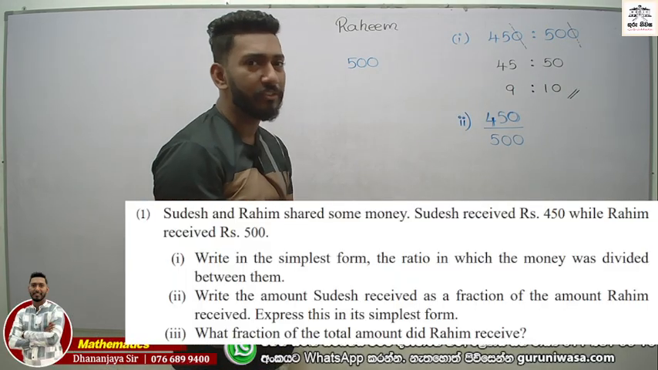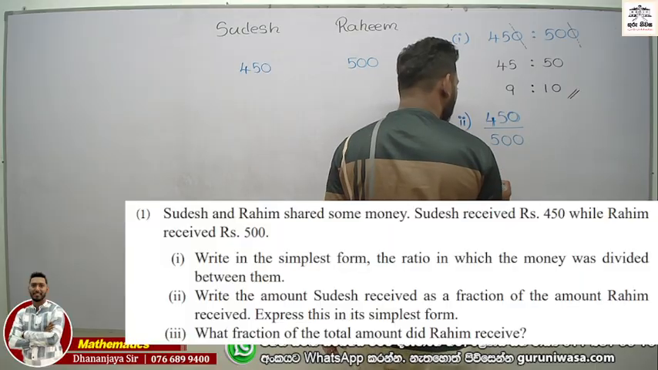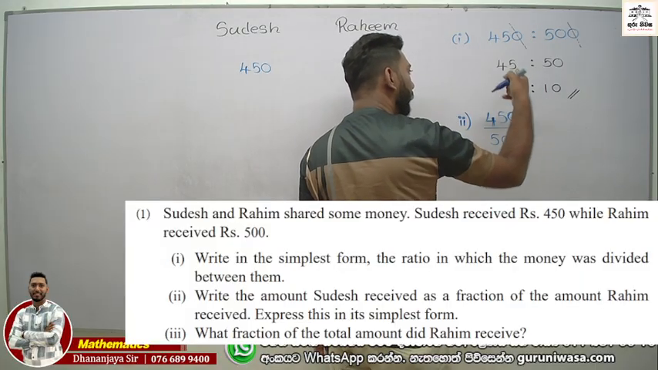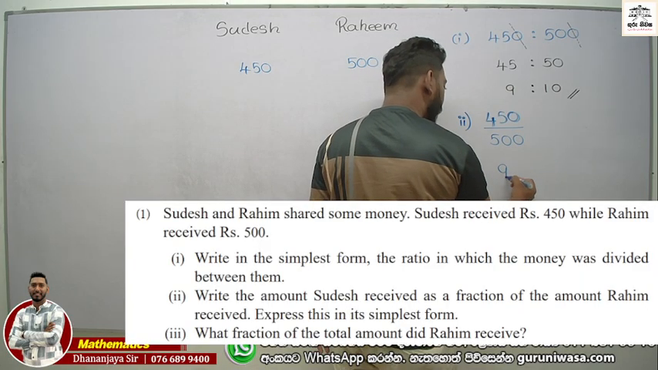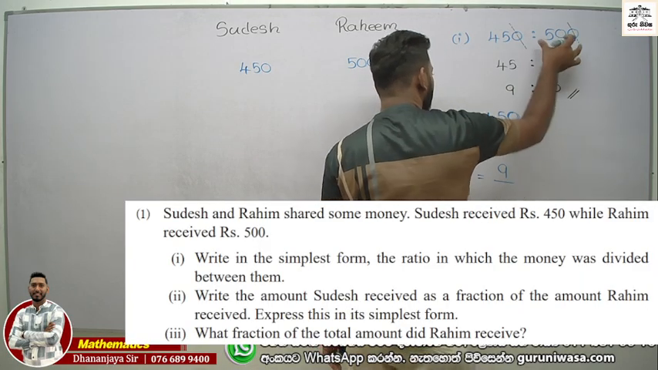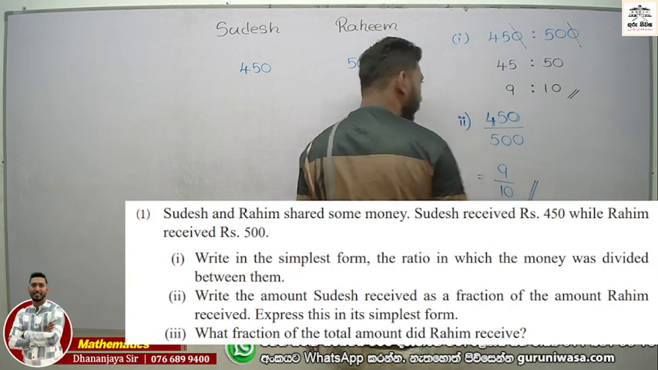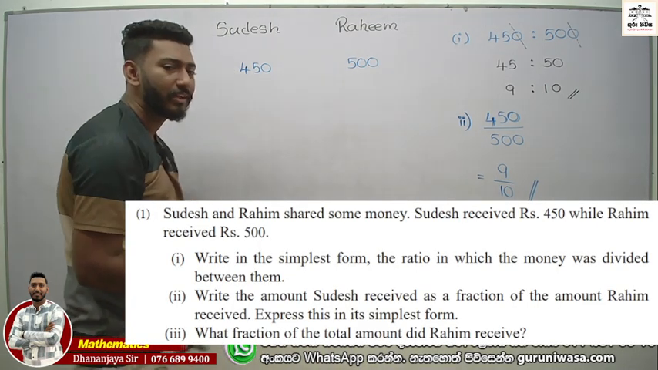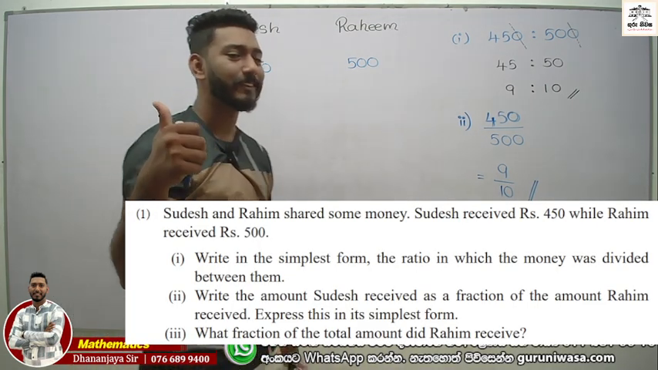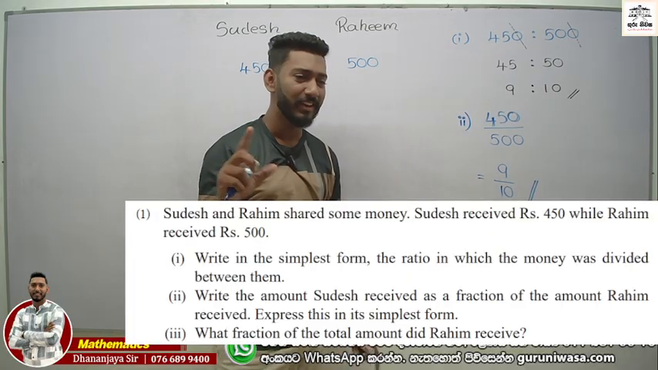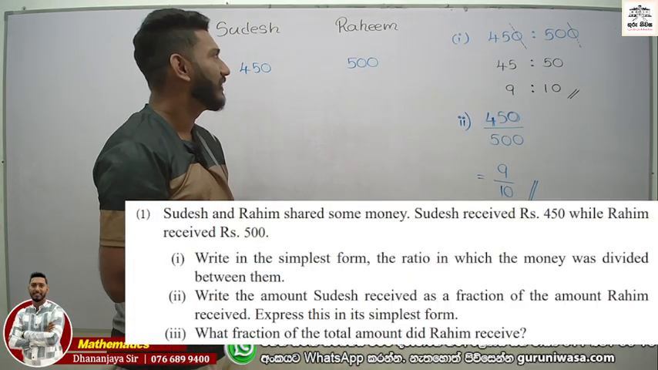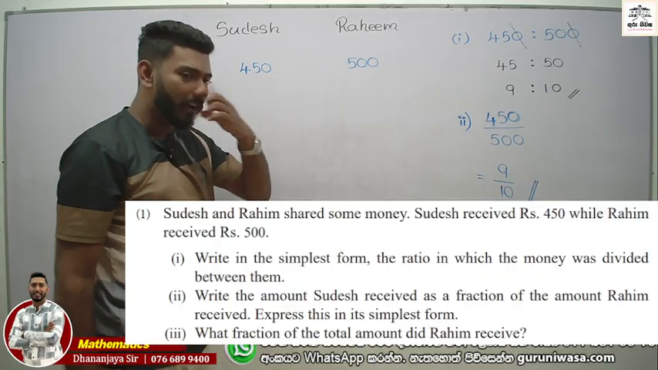Now you can write it in simple form, and now you know the 450 you can simplify as 9 and the 500 you can write as 10. Now 9 over 10, this is the simplest form. Everyone understood? Right? Now listen carefully. Look at this question.